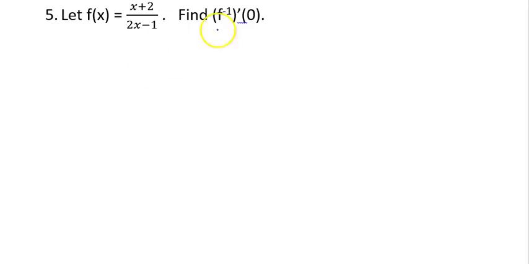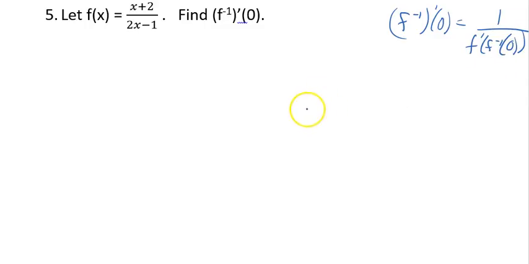Okay, for example 5, we're going to do another problem like that. We're going to have a fraction this time as our function. So again, I start by saying f inverse prime of 0 is 1 over f prime of f inverse of 0. And I have to think, the first thing I need to find is whatever f inverse of 0 is. And again, f inverse of something is a y value on the original.